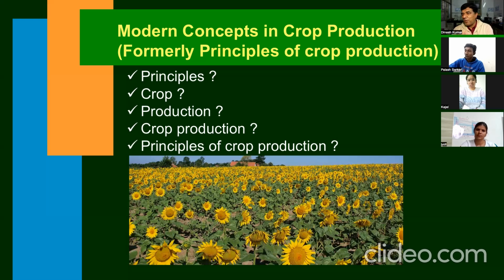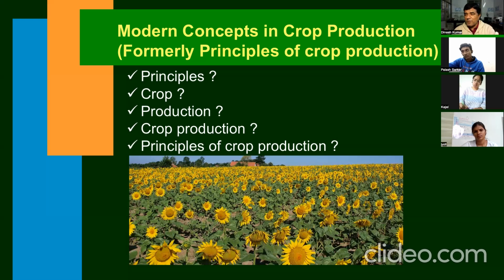After that, in crop production, I do not know what is crop. I do not know what is production. So I need to break them into individual words. I can break them into crop and then production. If I understand the meaning of these individual words, then I can easily understand the meaning of all the words when they are put together. So here I need to learn the meaning of principle, of crop, of production.